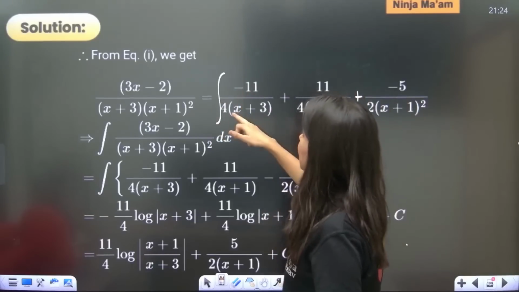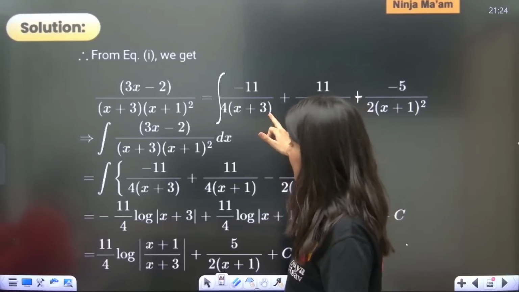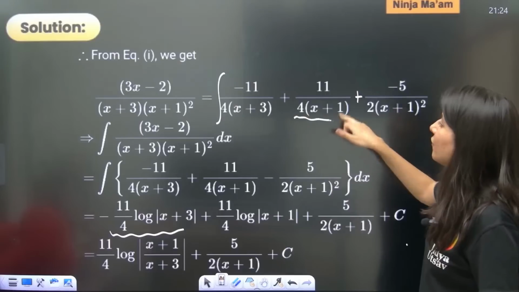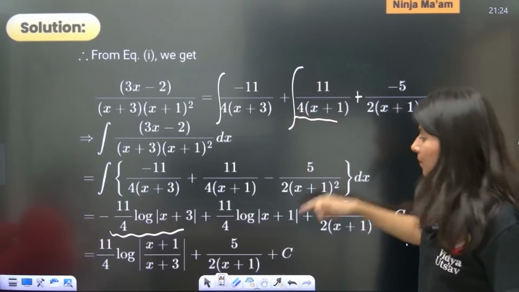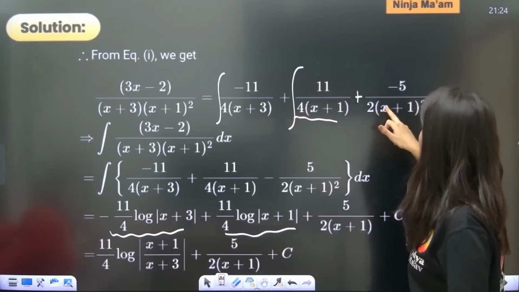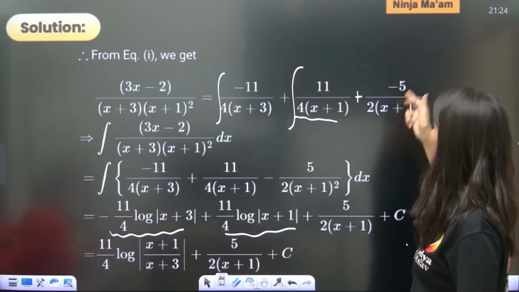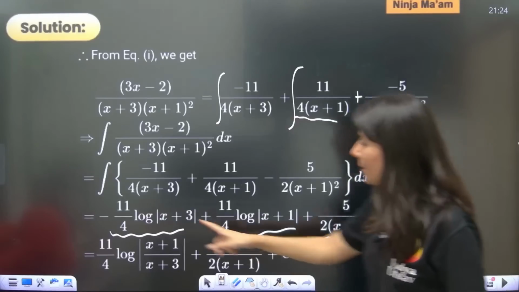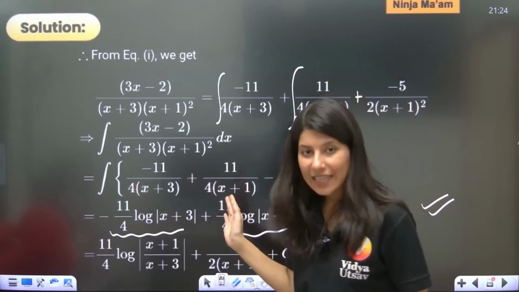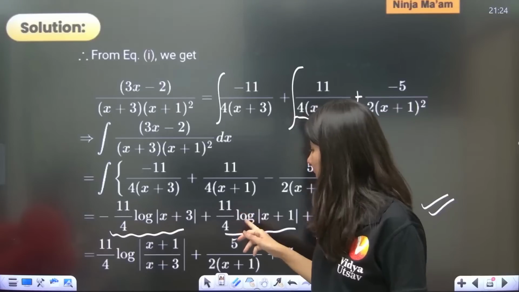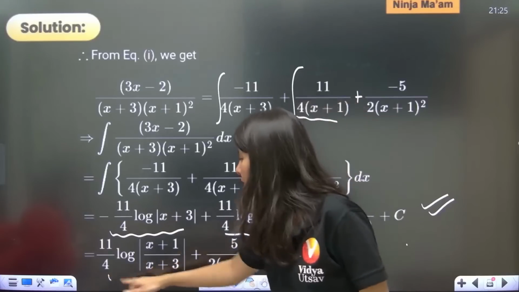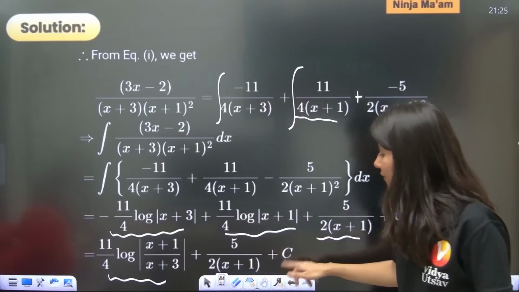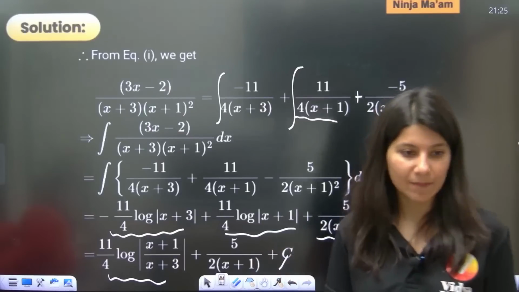Now you need to integrate it. Integration of this is minus 11 by 4 log of x plus 3. So minus 11 by 4 log of x plus 3, plus 11 by 4 log of x plus 1. Can you see it right here? And minus 5 by 2, so this will be plus 5 by 2 upon x plus 1, plus constant. Now combine these two, calculate, take 11 by 4 common, so this is 11 by 4 log of x plus 1 upon x plus 3, and this is 5 by 2 into x plus 1, plus c. Everybody clear?